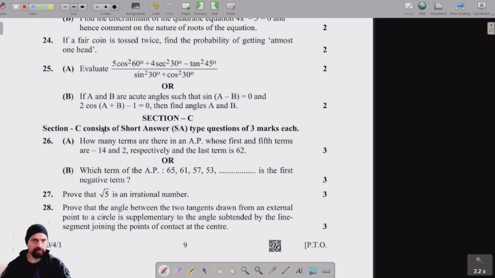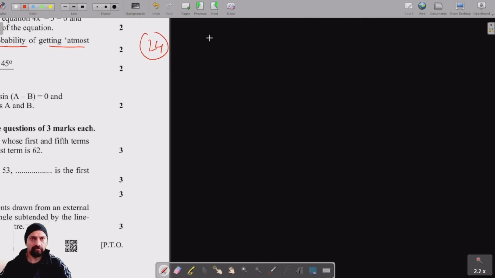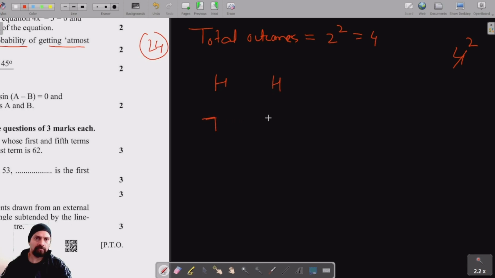For question number 24, it's given that a fair coin is tossed twice. We have to find the probability of getting at most one head. So in this case, the total outcomes when the coin is tossed twice is 2 square, which is 4. And we have to write down the outcomes. So half of 4 is 2, so 2 heads, 2 tails, and half of 2 is 1. So 1 head, 1 tail, 1 head, 1 tail.